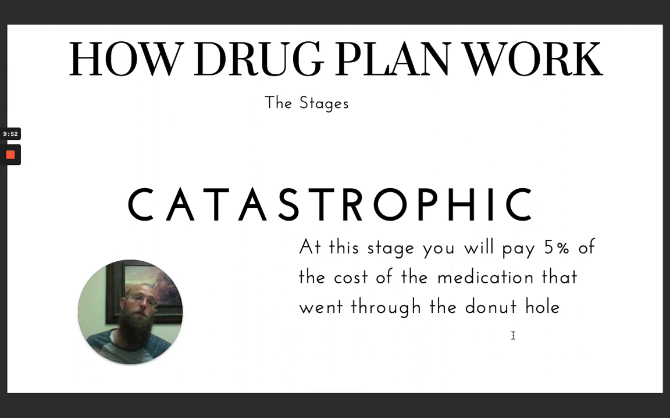Once you graduate past the donut hole, you're now into catastrophic, and there it's going to be a 5% co-insurance. So again, if we have a $100 medication, you're going to be paying $5. If it's a $1,000 medication, you're going to be paying $50. Okay, so that's how that works once you get to catastrophic.